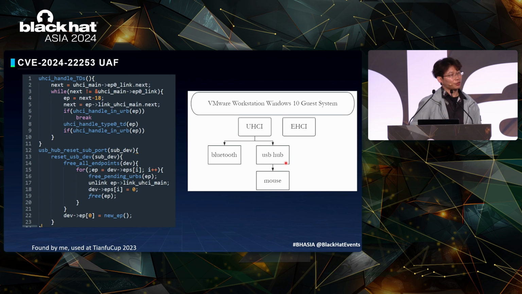Remember the basic UHCI architecture we mentioned before? When we removed XHCI, a virtual mouse is mounted under the USB hub. So if the endpoint here is the control endpoint of the virtual hub, and the next is the endpoint of the virtual mouse, if we reset the mounted devices of the virtual hub in the further operation, the endpoint of the mouse will be freed. So the variable next will become a dangling pointer. Thus, we caused a UAF bug.